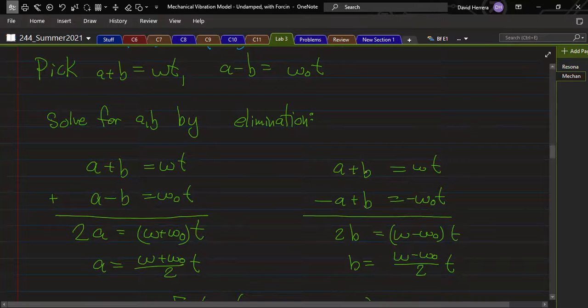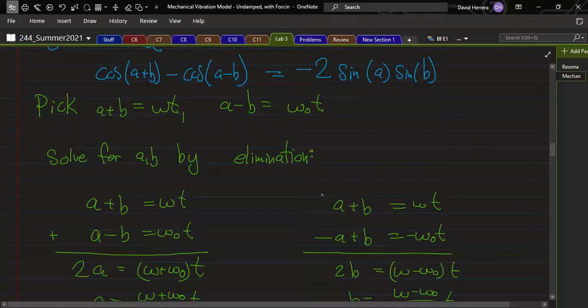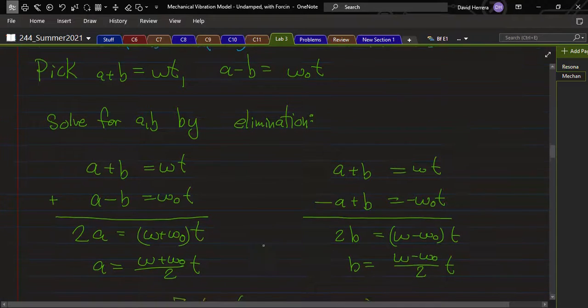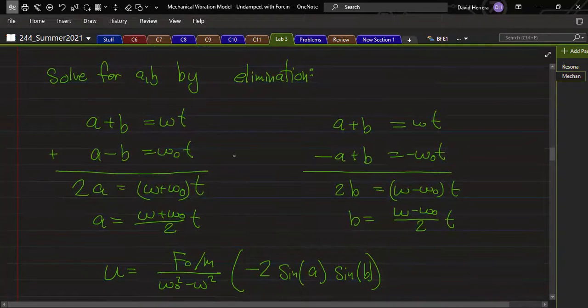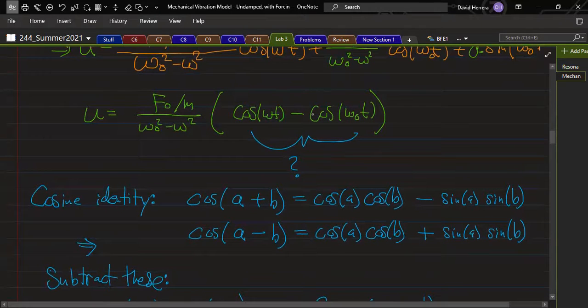And then for b, what we do is subtract these two equations. So I have a negative sign on this, so it's negative a plus b, and then negative of this, minus omega naught t. And then I add these two equations now that I've put a negative sign on all of these terms. So I get 2b is omega minus omega naught all times t. And then I solve for b as the difference divided by 2 times t. So I have a and I have b. So now I know what this is, which is what I wanted.